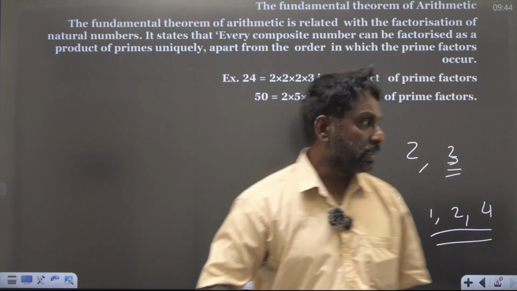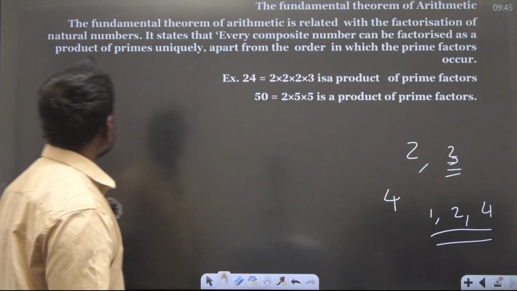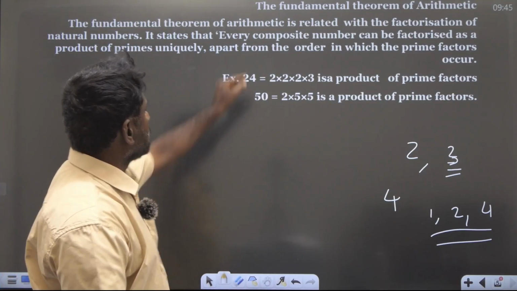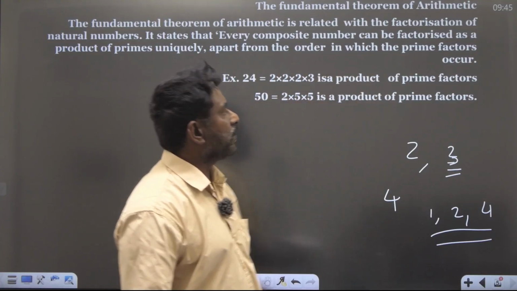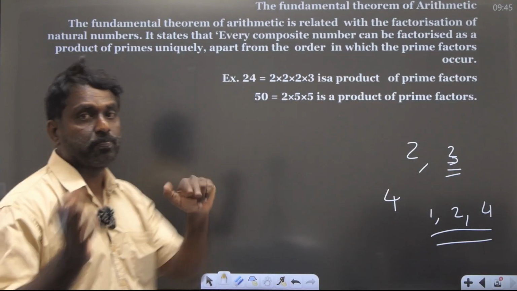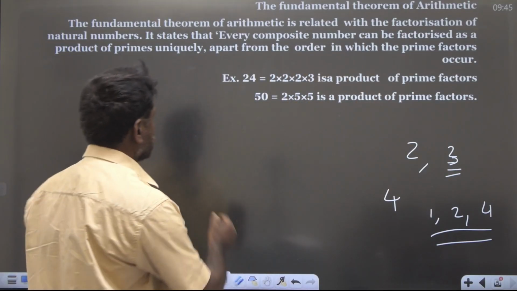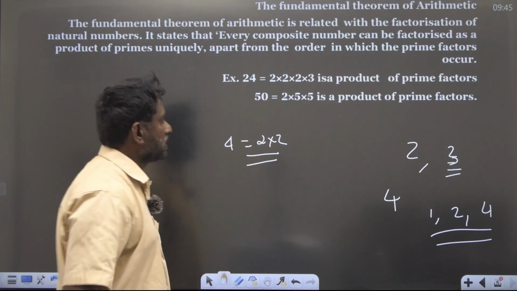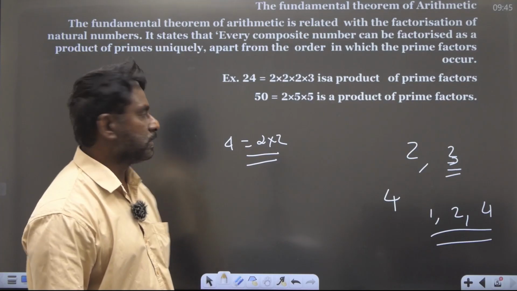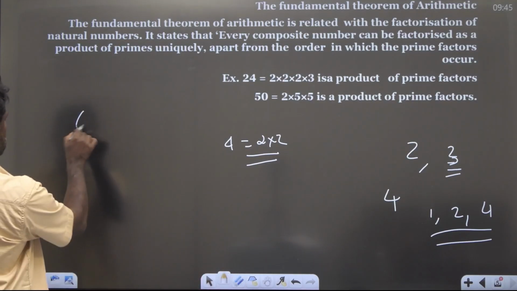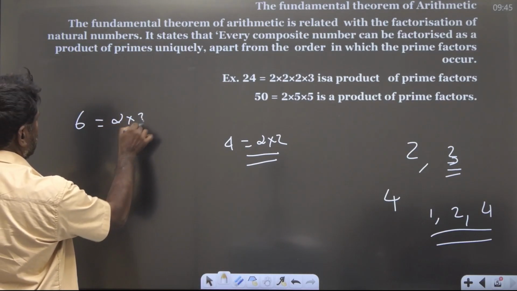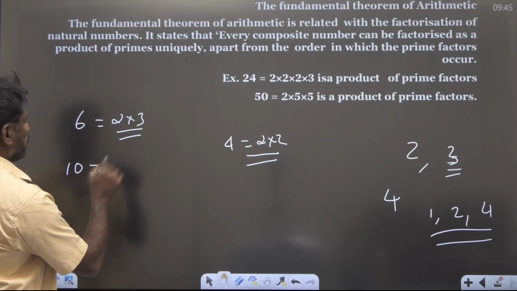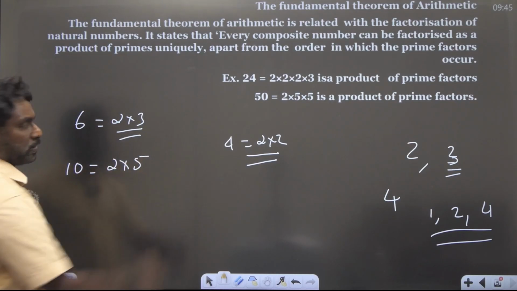It is a composite number. The fundamental theorem of arithmetic states that every composite number can be factorized as a product of prime numbers. So we can write 4 as 2 into 2. This is the fundamental theorem of arithmetic. Another example, 6. 6 can be 2 into 3, prime factors. What is 10? 10 is a composite number that can be 2 into 5.